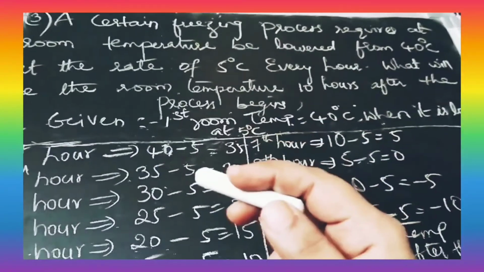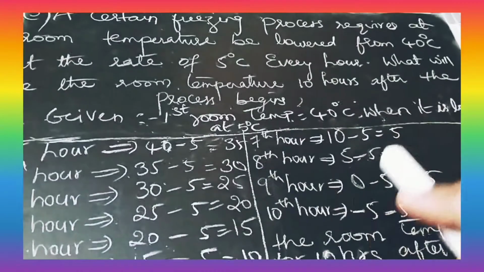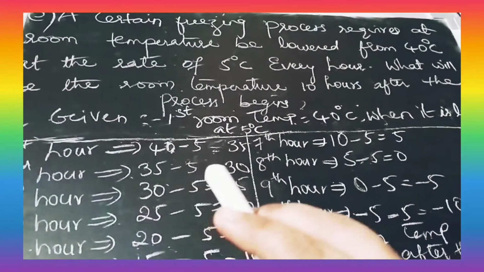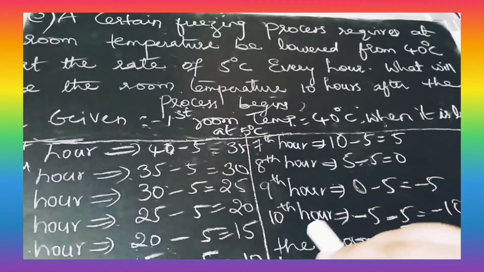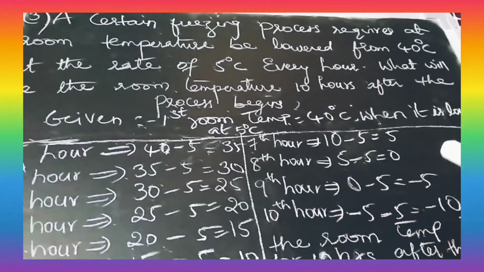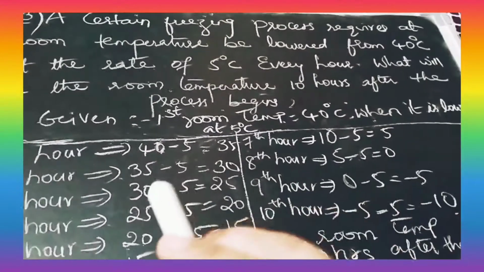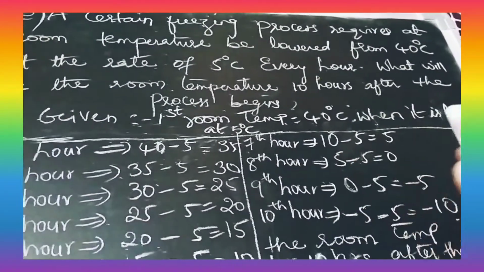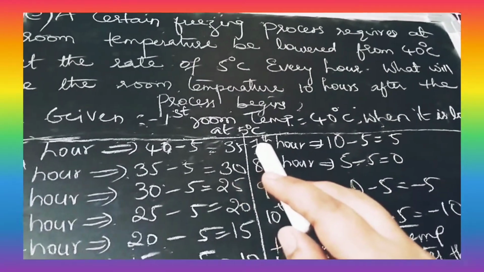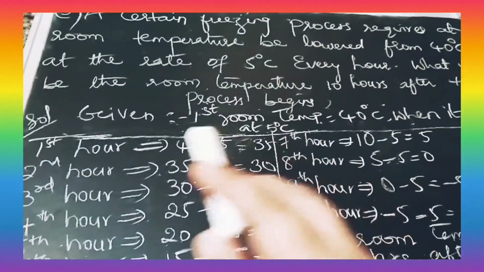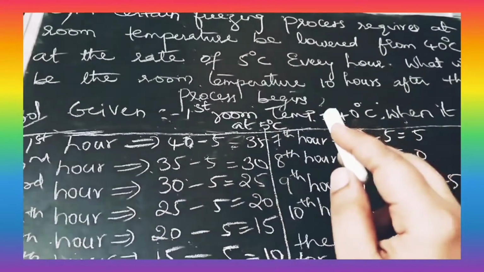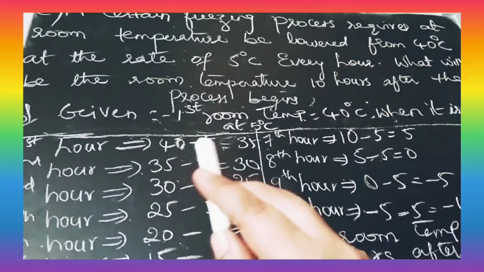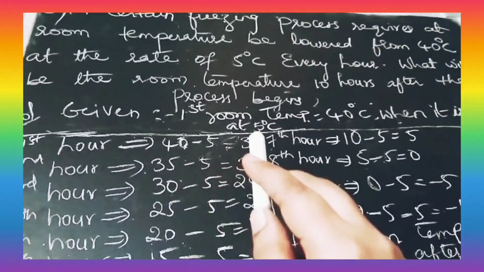If we start the process and stop at the 10th hour, lowering the temperature by 5 degrees centigrade, what will be the room temperature? Okay, first we write what is given: the first room temperature is 40 degrees centigrade. When it is lowered by 5 degrees centigrade, in the first hour you take this 40 degrees centigrade, lower means you have to do minus 5 degrees centigrade. 40 minus 5 is 35.